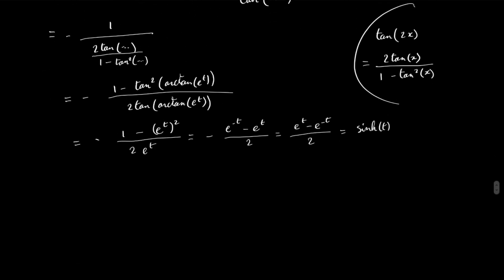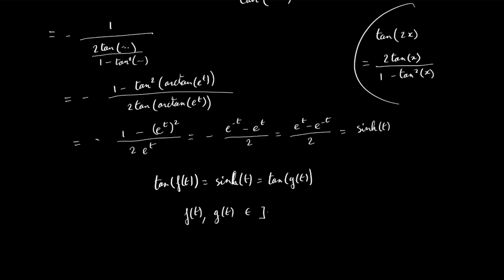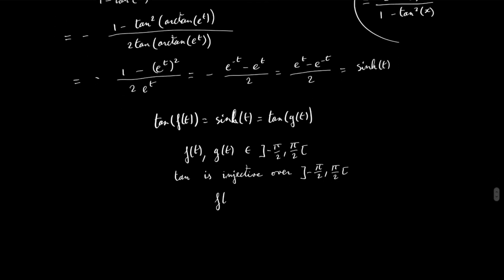So in conclusion, we have the tangent of f of t that is equal to the hyperbolic sine of t, which is equal to the tangent of g of t. Also, because we know that f of t and g of t belong to the domain minus pi over 2, pi over 2, and because the function tangent is injective over this domain, we can conclude that f of t is equal to g of t.